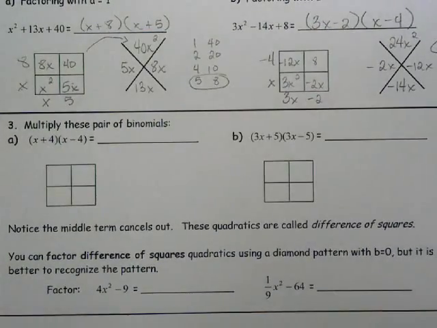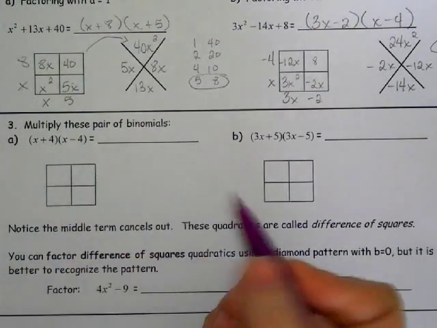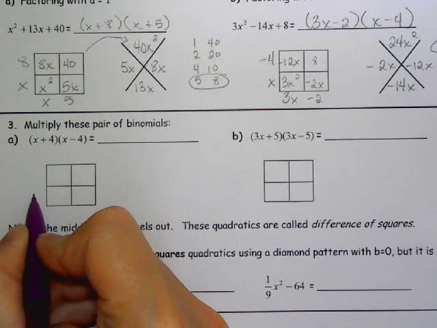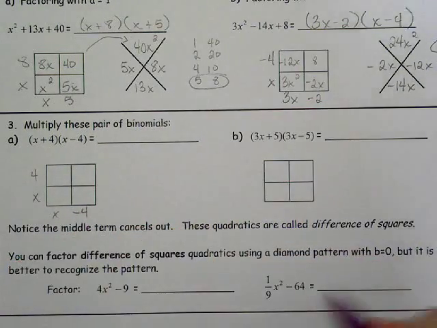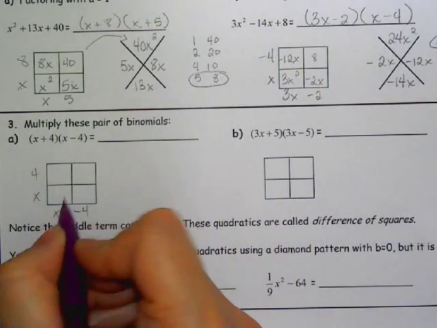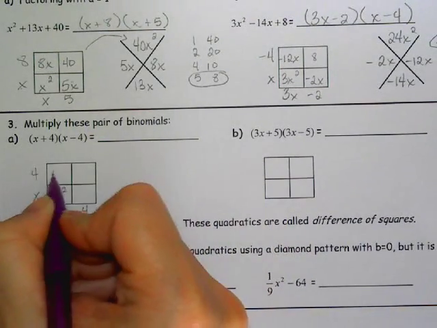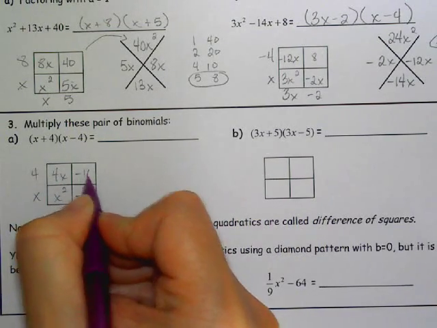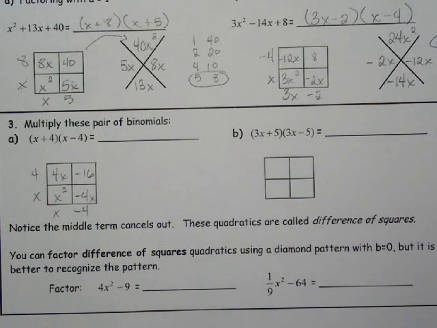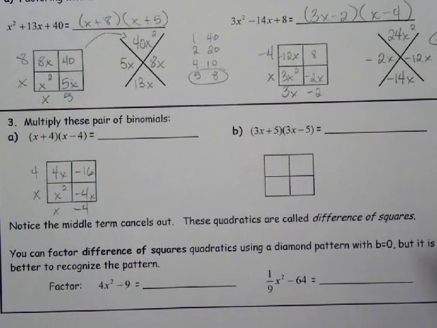Alright, so some of you might have noticed, if we multiply these out, I'll do one with the FOIL method and one with the box. So I have x squared, 4x, negative 4x, and negative 16. When I combine my like terms, what happens with those? They add out. Some people say they cancel out.